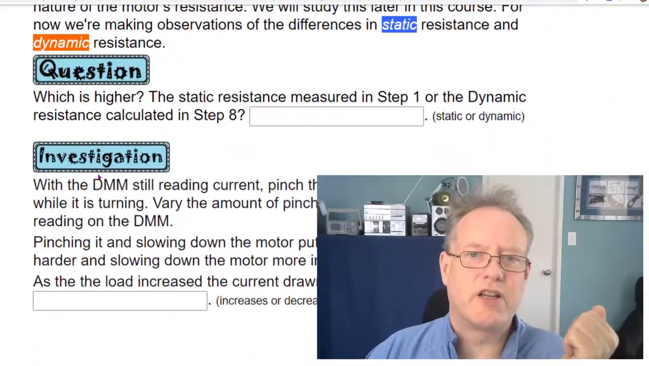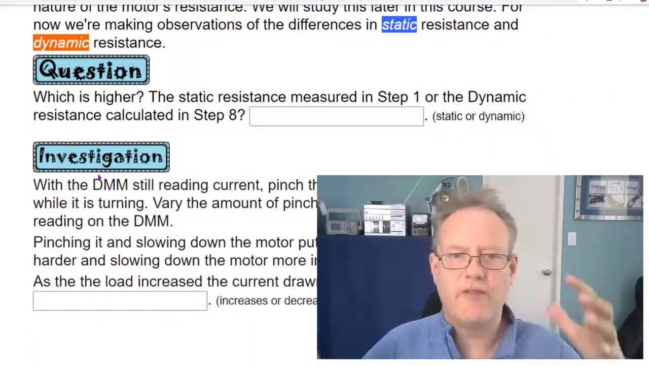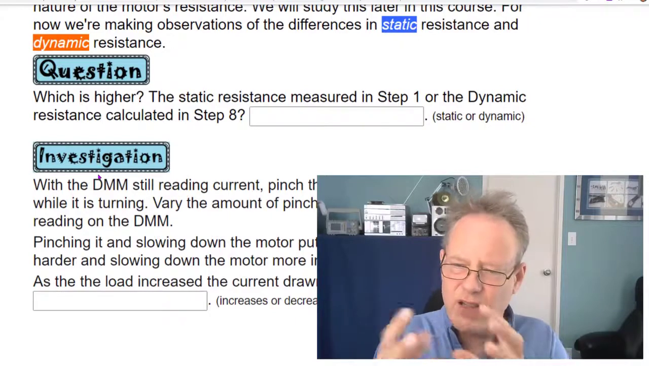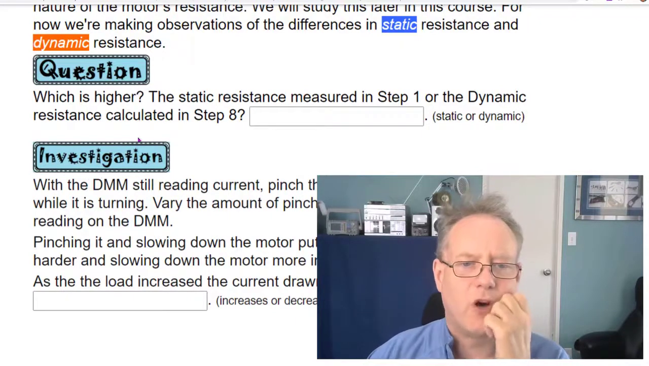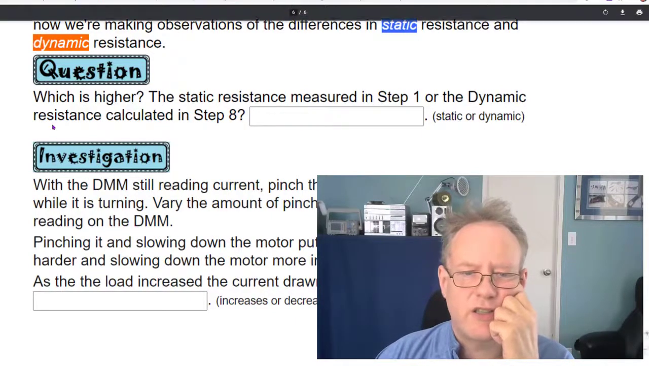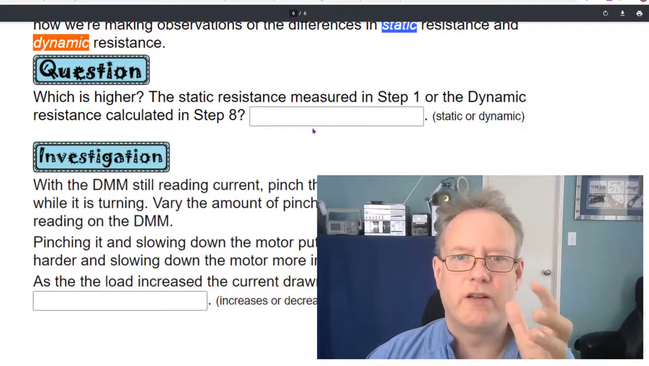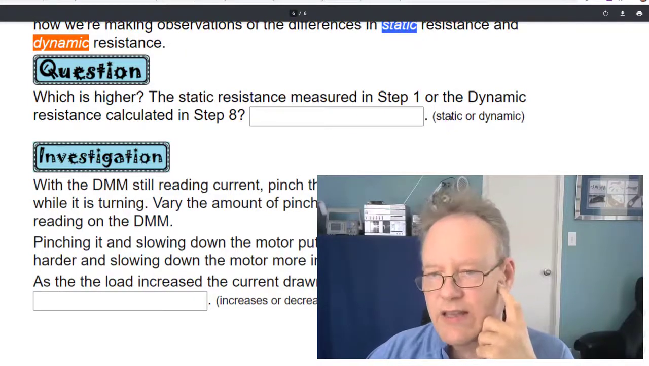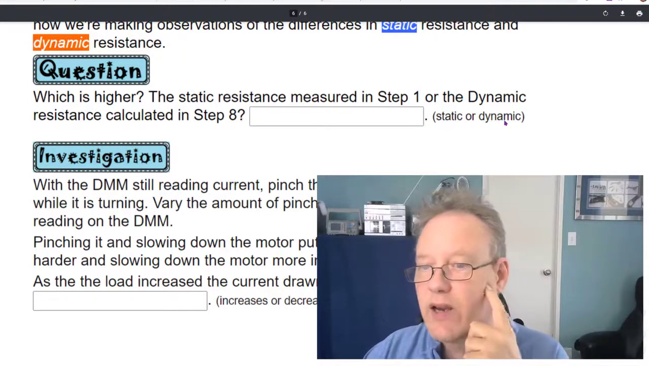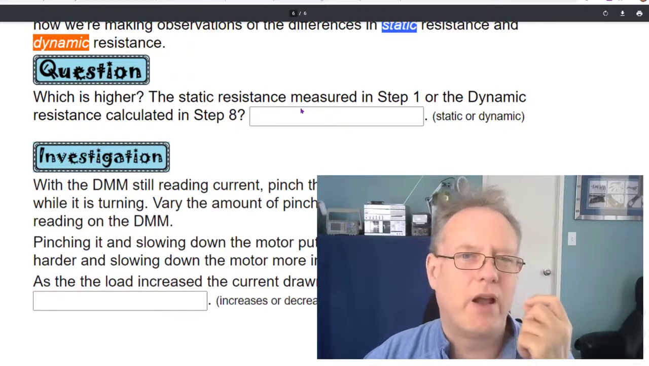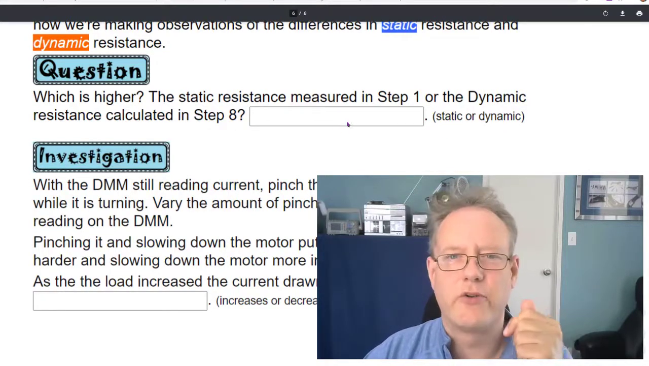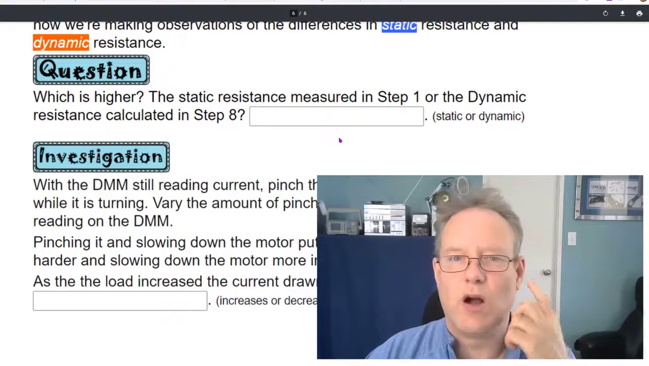So we're studying all this stuff. It'll be cool. When you hook all this stuff up, you'll be like, I can see how things are related to each other. So which is higher, the static resistance or the one you calculated? The answer is static or dynamic. Write that word in, and you'll get it right or wrong. But if you write any other word in there, you just get it wrong.